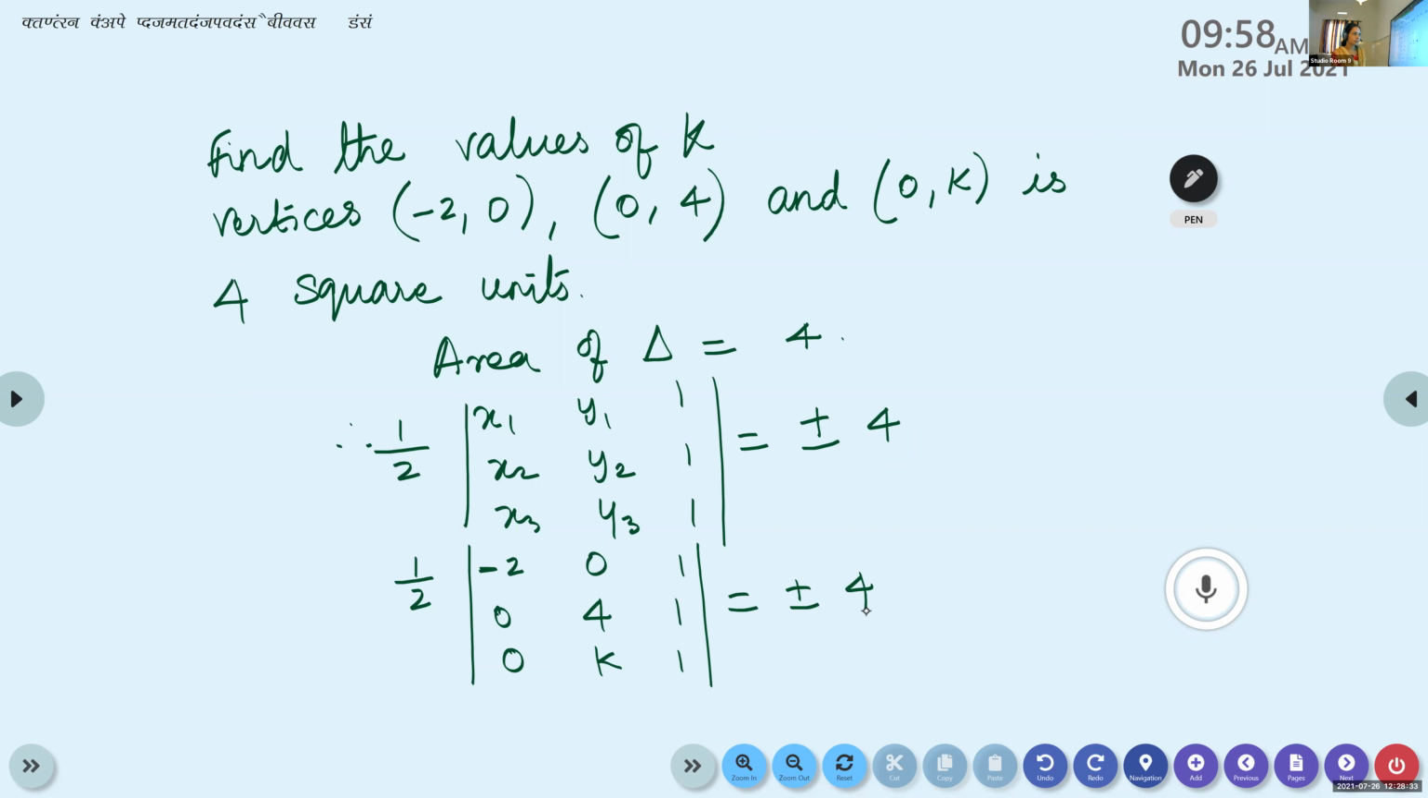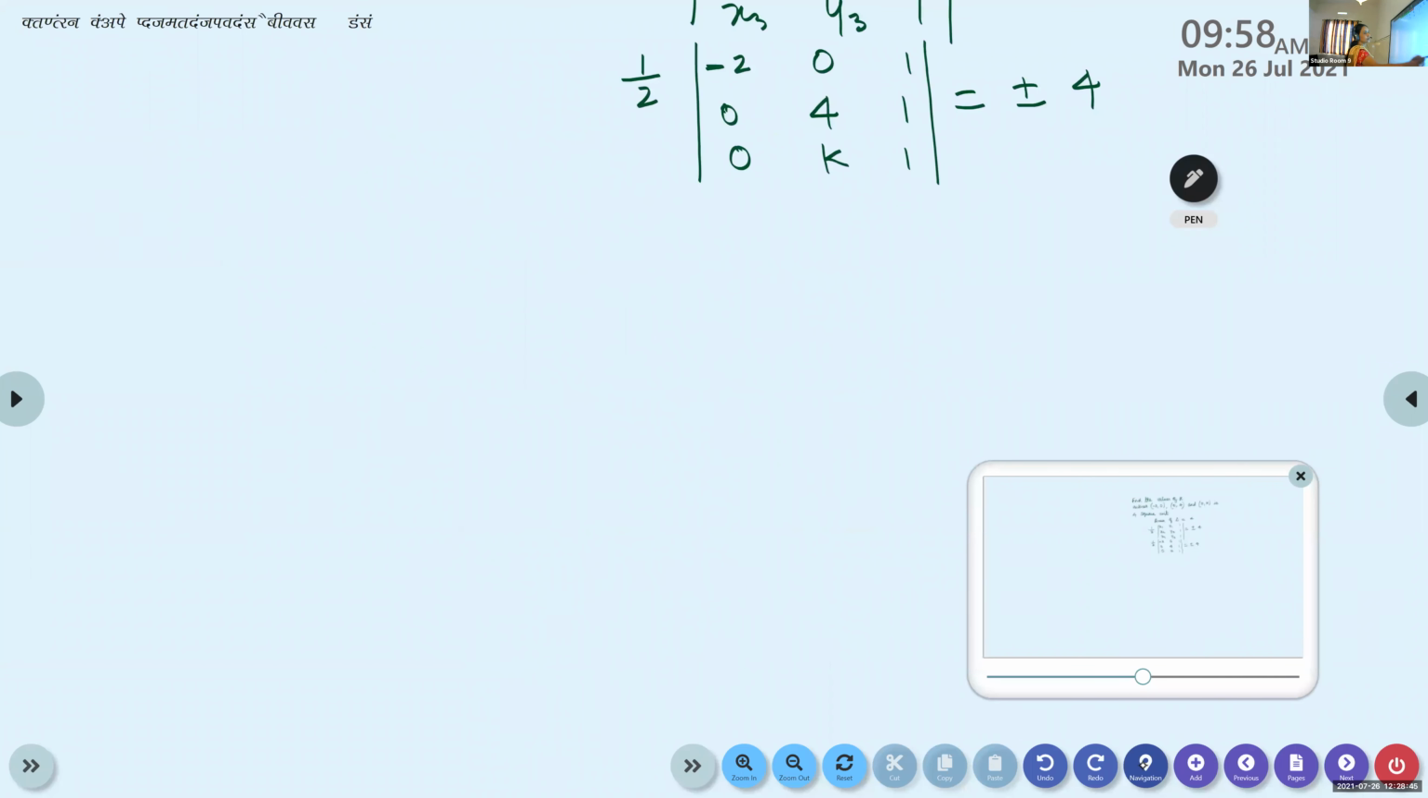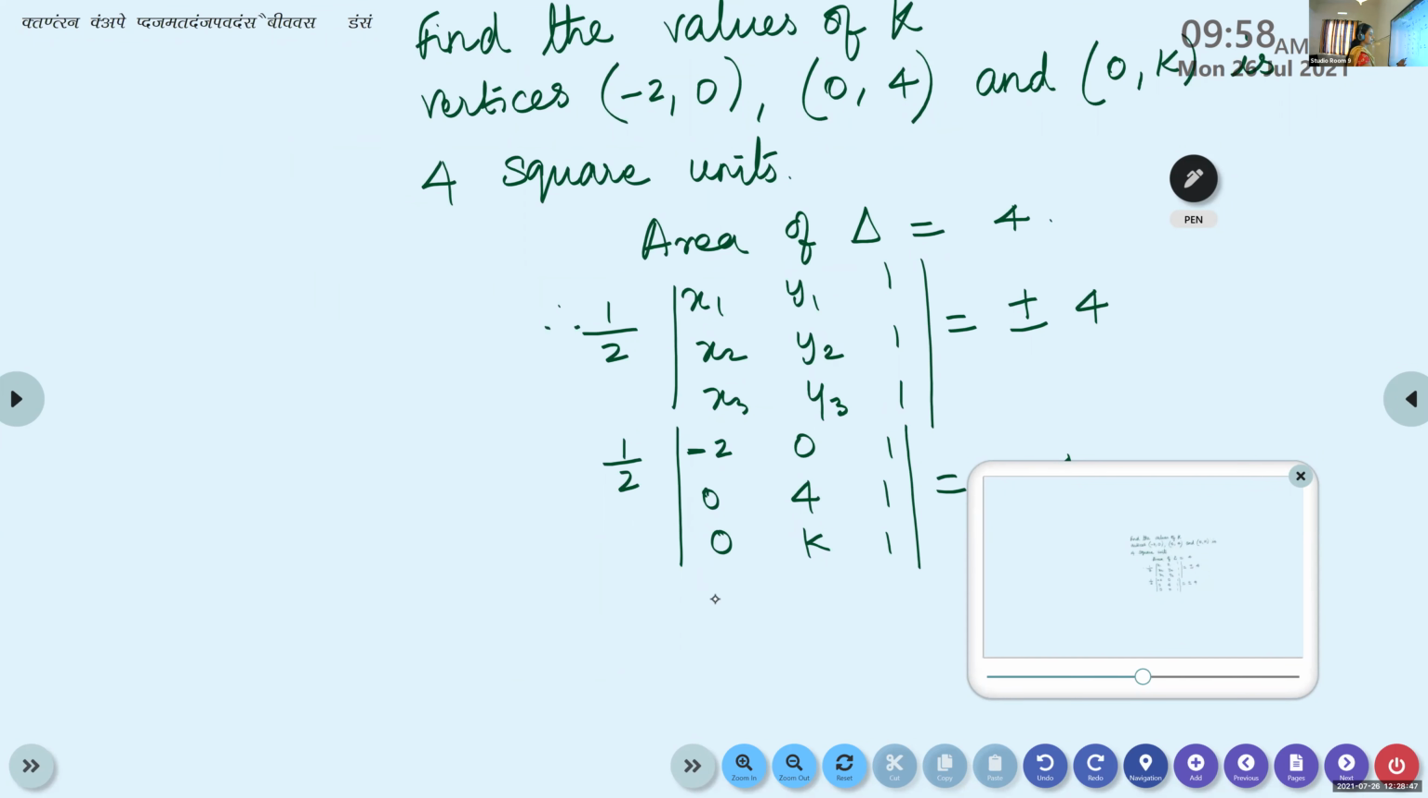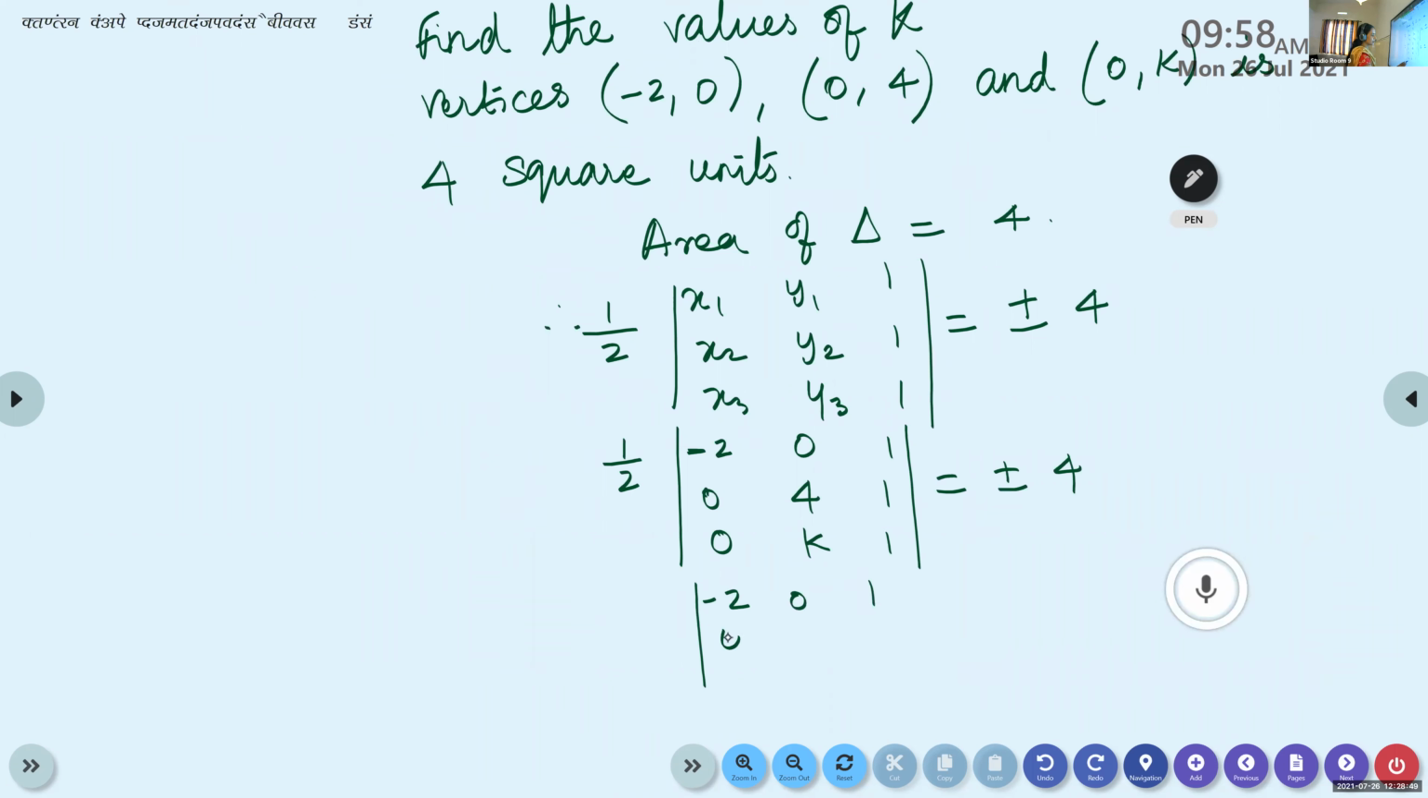Now, cross multiply and evaluate. This 1 by 2 we can take to the other side, so the determinant of minus 2, 0, 1, 0, 4, 1, 0, k, 1 will be equal to plus or minus 8. Now expand this determinant, equate it to 8, and find out what are the values of k.